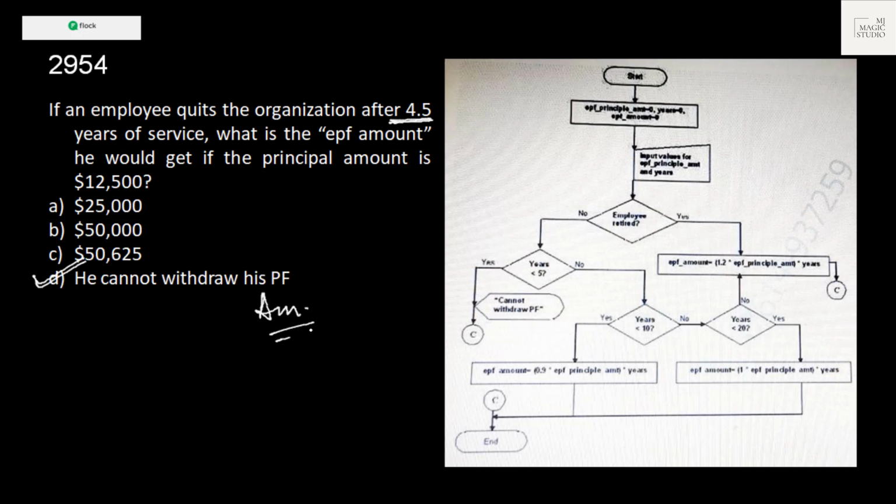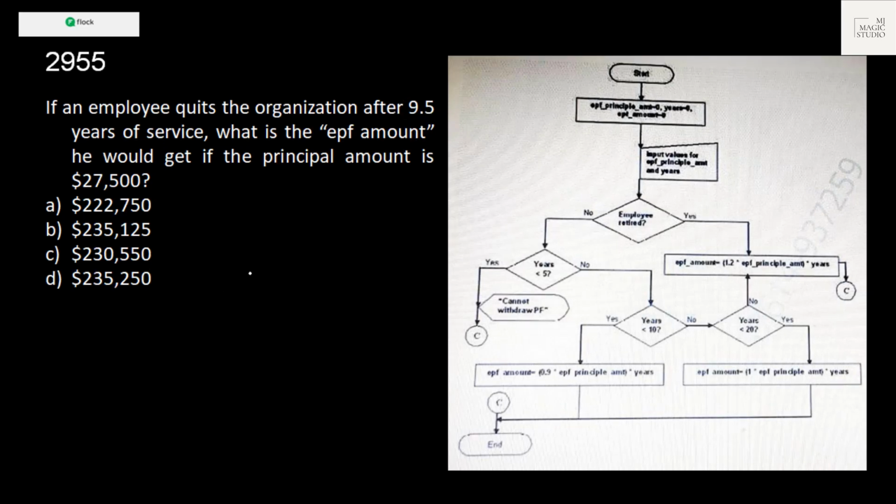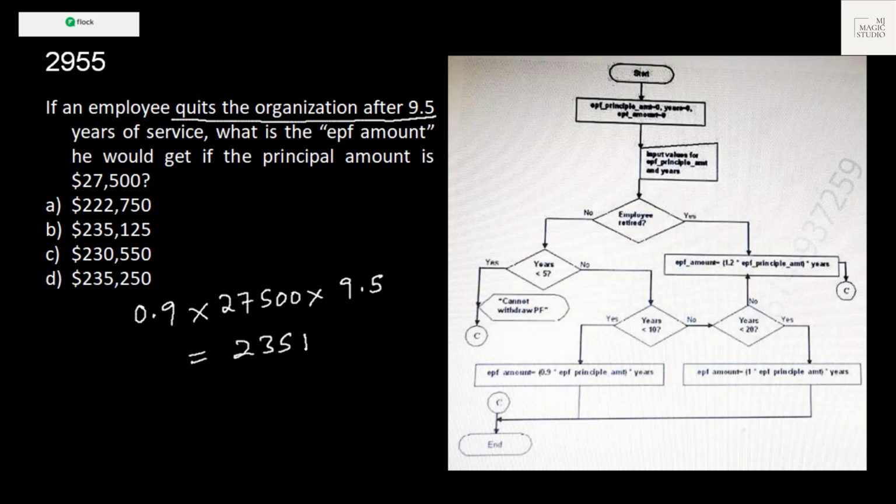Option D. I'll read out the remaining part of the flow diagram also. Let me take up one more example. So here let's see what is the status of the employee. Employee quits after 9.5 years of service. So employee is retired, no. Years of service is less than 5, no. Then we'll go here. Years of service are less than 10, yes. Then the EPF amount would be 0.9 into principal into number of years, 9.5. So when multiplying, we'll get 235,125. Option B is the pick.